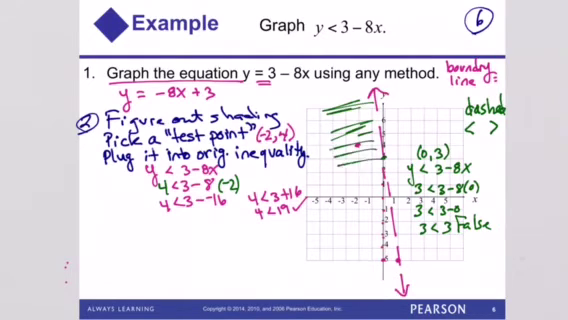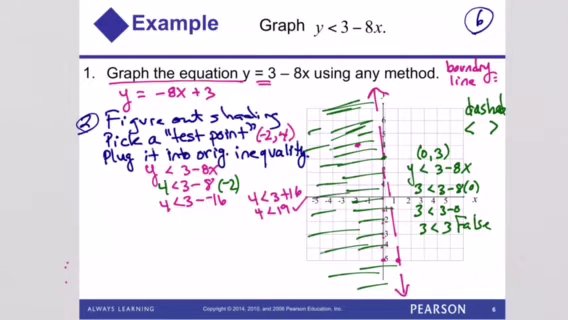What that tells us, you guys, is that our shading is going to be on this side of the line. And the reason it's going to be on this side of the line is because when we plugged in a point on this side of the line, it worked. So if you plug in a point on one side of the line and it works, then you know the shading will be on that side of the line. If you plug in a point on one side of a line and it doesn't work, then you shade in the opposite side of the line.